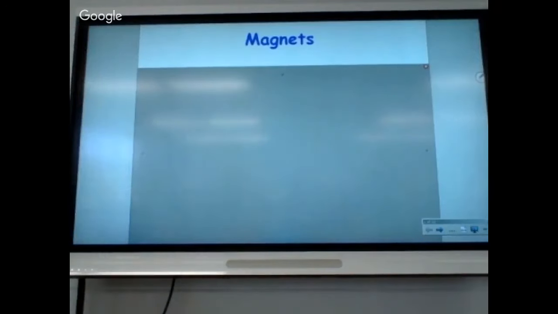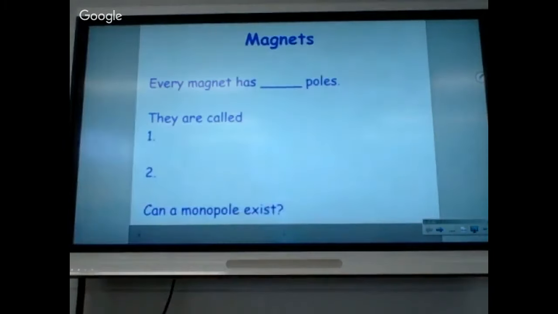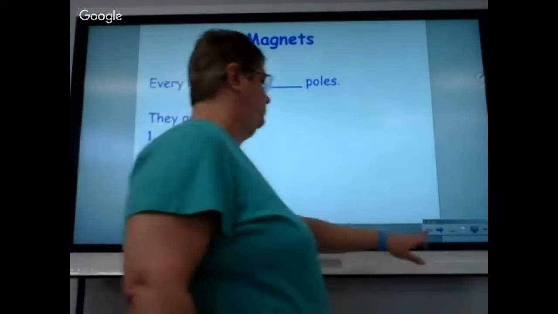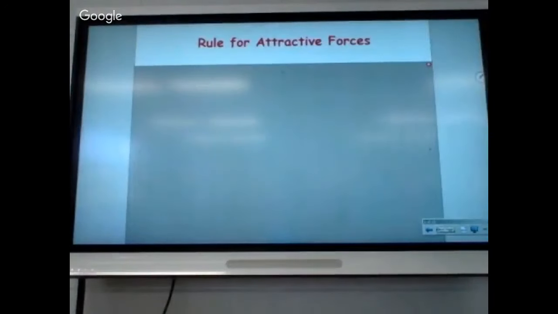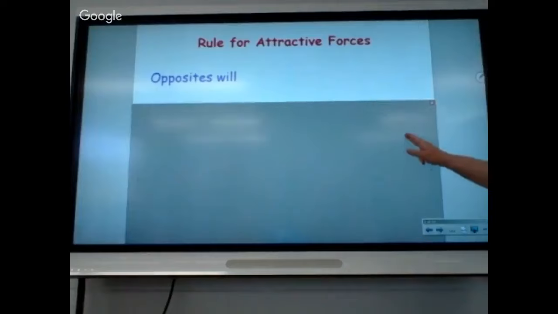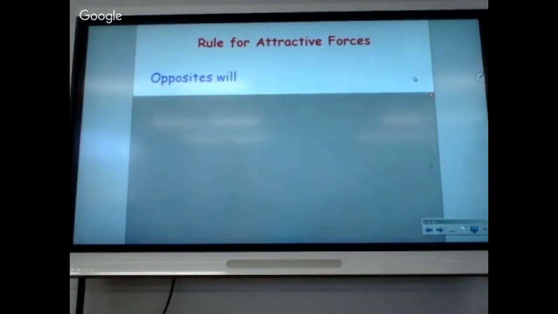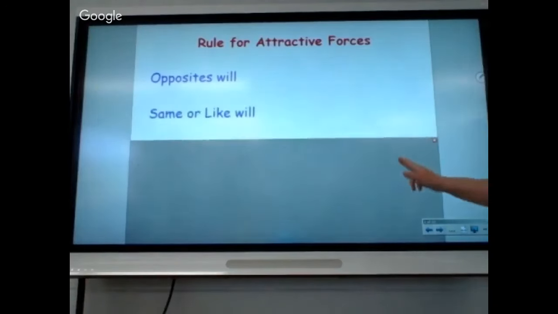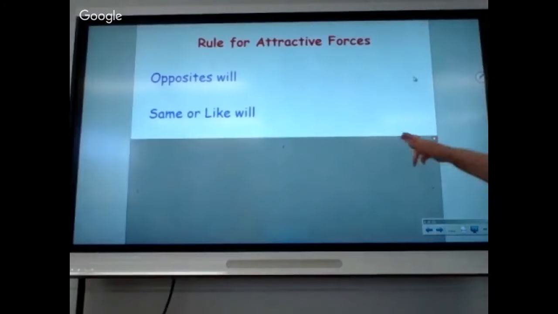All right. So yesterday we talked about magnets, right? Let's go back and review ever so briefly. How many poles can we have? Two. What are their names? North and south. All right. Can a monopole exist? No. Everybody with us on that? Now, what are the rules for attractive forces? Opposites will do what? Attract. Like will do what? Repel.